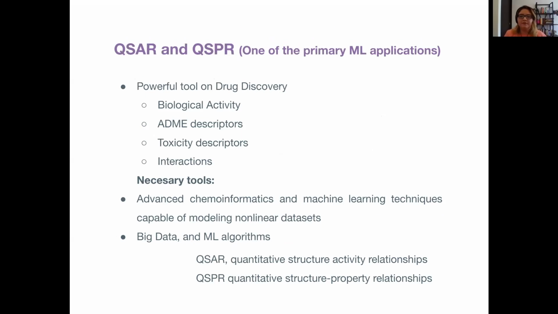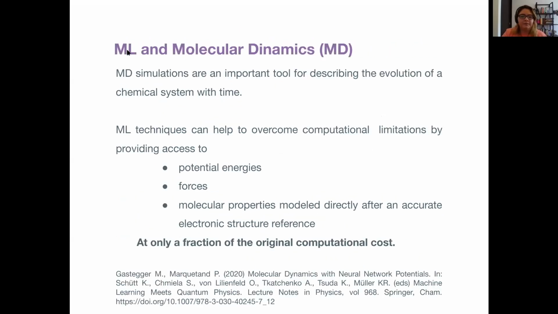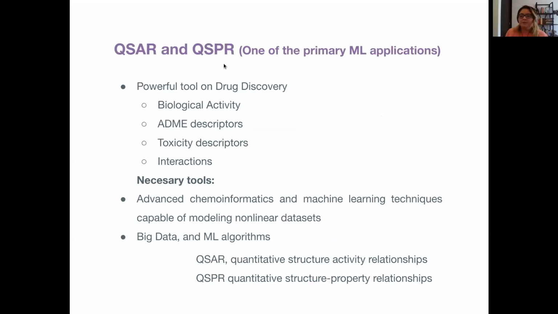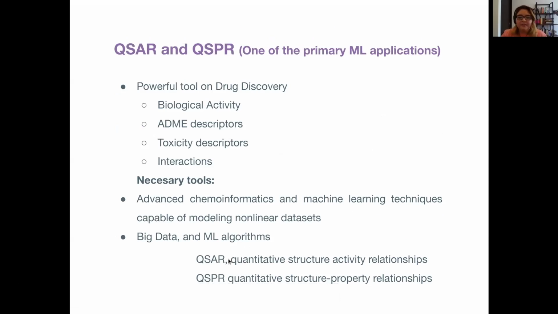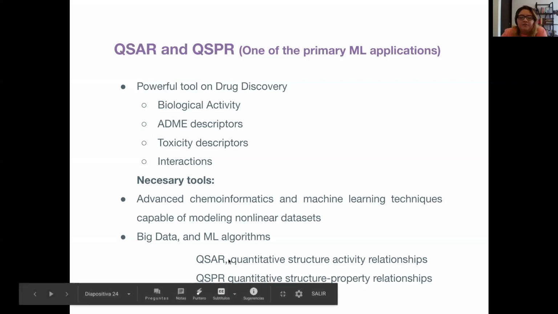Now I'm going to start with some particular tools that use machine learning in drug design. Both are very common: QSAR and QSPR. QSAR is a mathematical way to identify quantitative structure-activity relationships, and QSPR refers to identifying structure-property relationships.